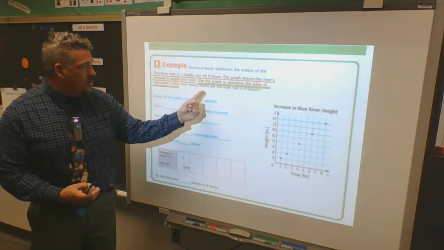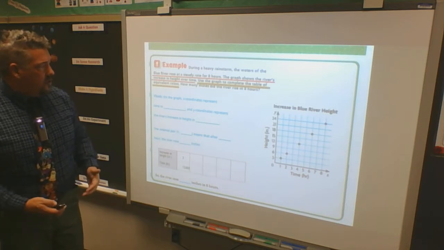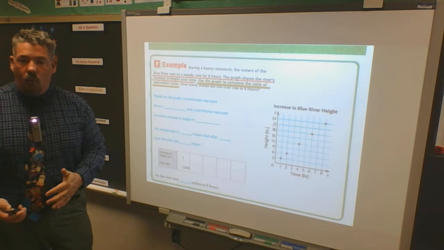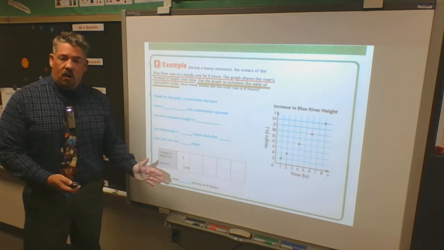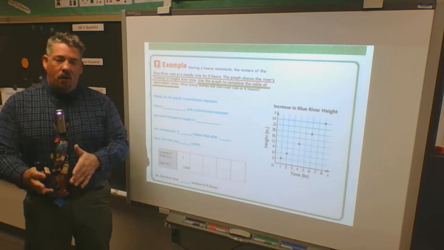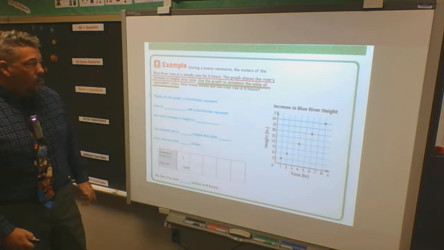And then it says to use that information. Use the graph to complete the table of equivalent ratios. How many inches did the river rise in 8 hours at the end of my information? So first I have to fill in the chart because that's what it tells me to do. Then I can answer the question. But most of you can answer that question just by looking at the chart because you understand what these graphic sources are telling me.